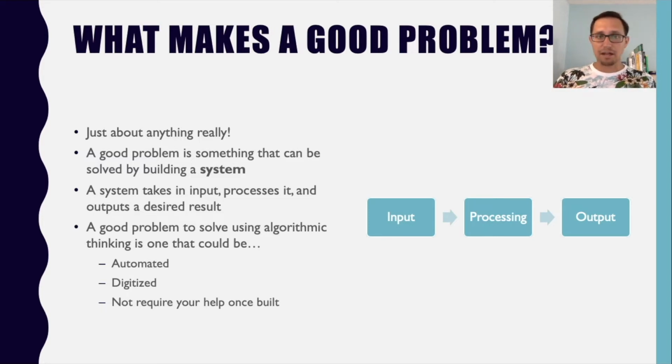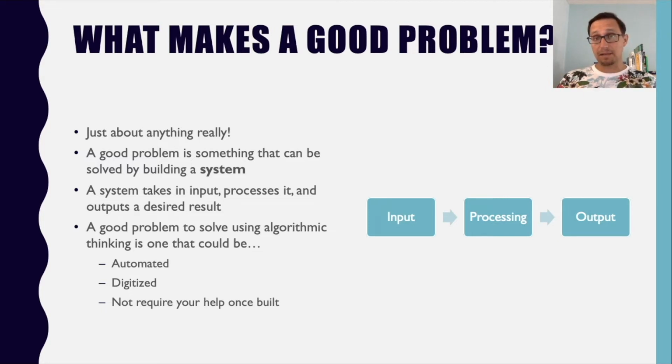So here, just some other ideas. A good problem to solve using an algorithm is one that can be automated, digitized, and not require your help once built. So this is essential: once you give your system to the client, in theory, they should be able to use it without your help, right?